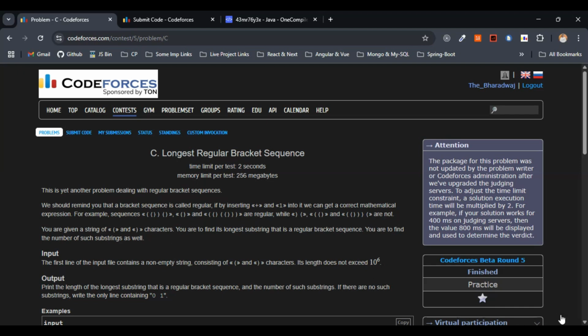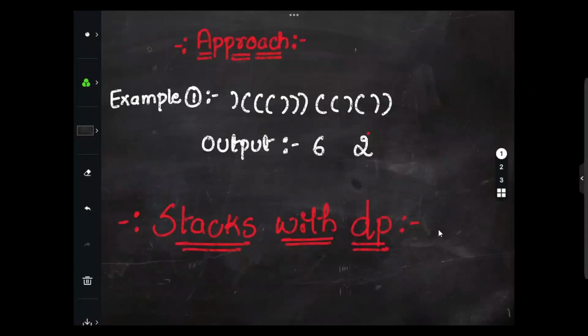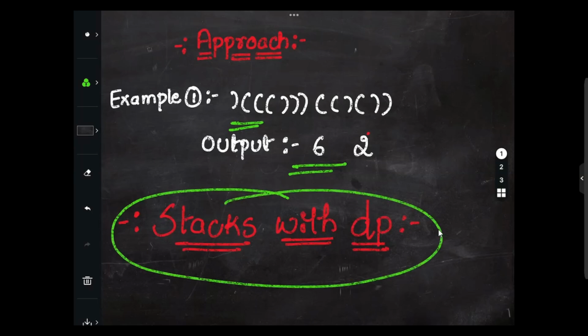So let's discuss the approach here. I have considered the same first example, the first input that they have given in the examples part. The output that we need to get here is 6 and 2, right? So first thing that we need to note down here is we will be going with the stacks and DP. This is nothing but the longest valid substring, and the substring count here is 2. You'll get it once we are done with the approach.